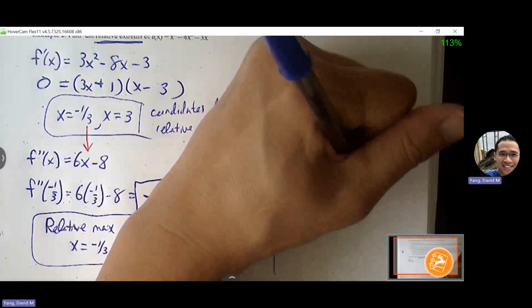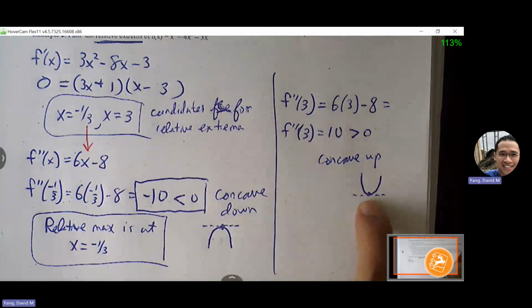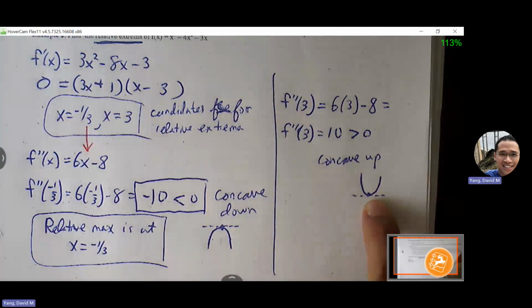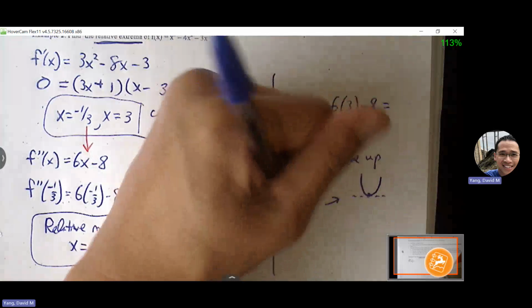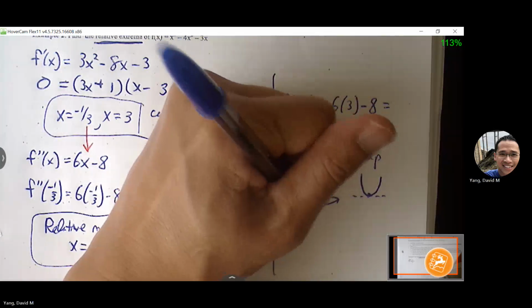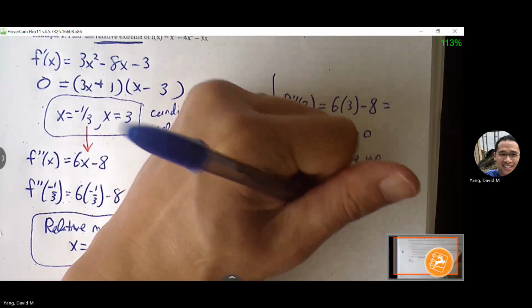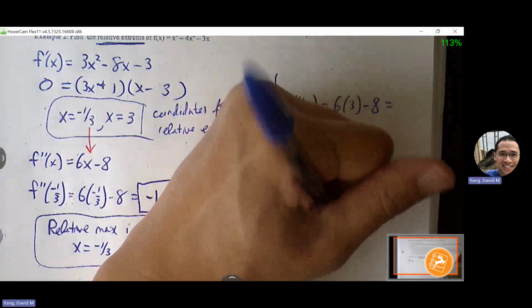You don't have to draw your picture, but I think it really helps. Concave up. I know that at 3, there's a slope 0. So if there's a slope 0 and it's part of a concave up graph, this point must be a relative minimum at x equals 3.